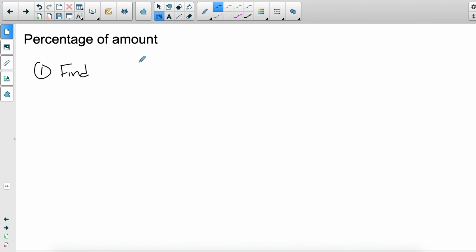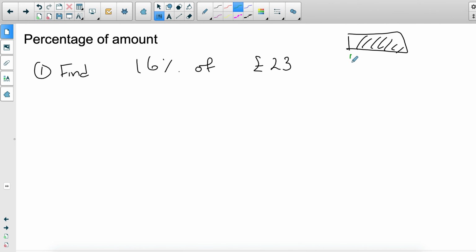So percentage of amounts always start with the simple phrasing of find, for example, 16% of 23 pounds. So your whole part is 23, and you only want 16% of it. So you want to see how much that is.